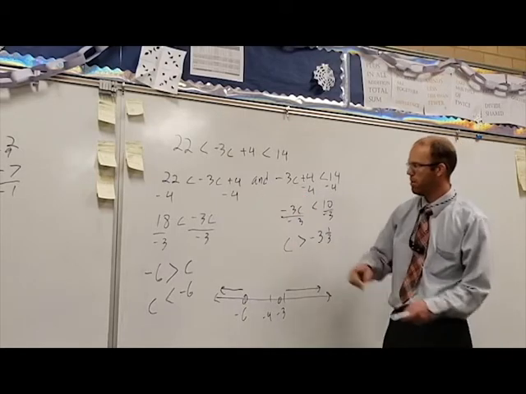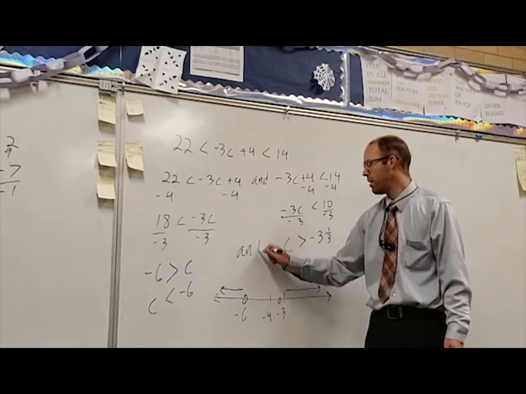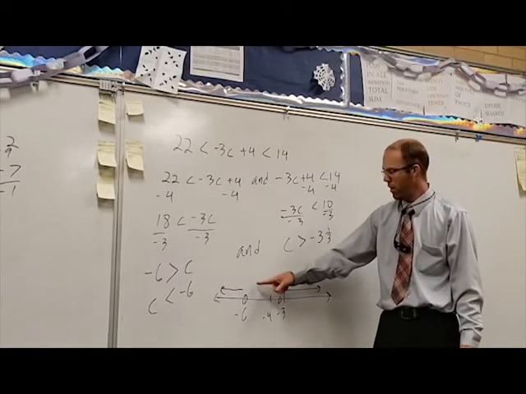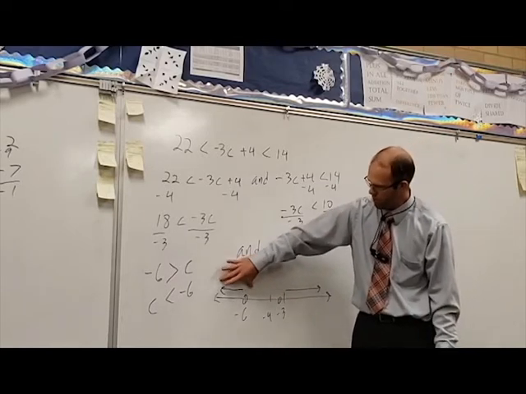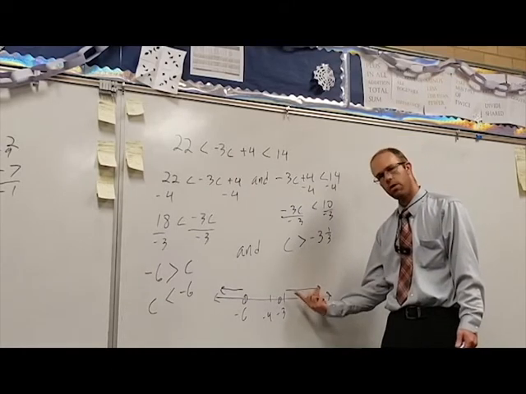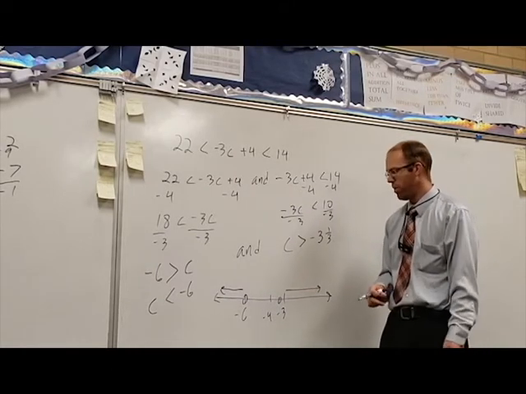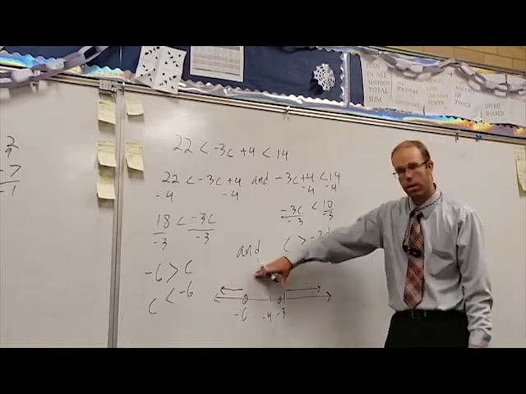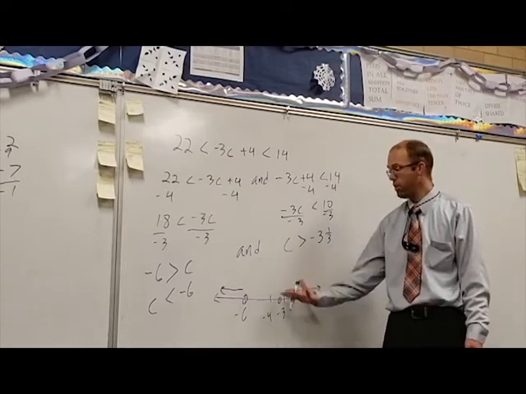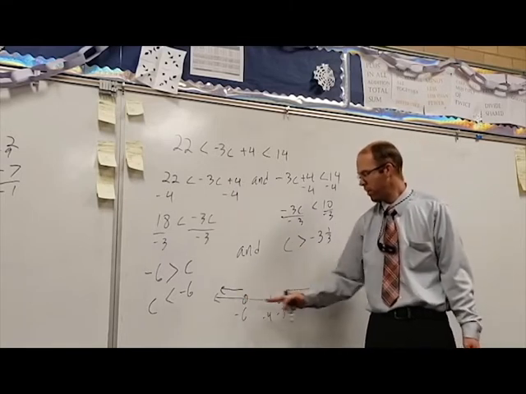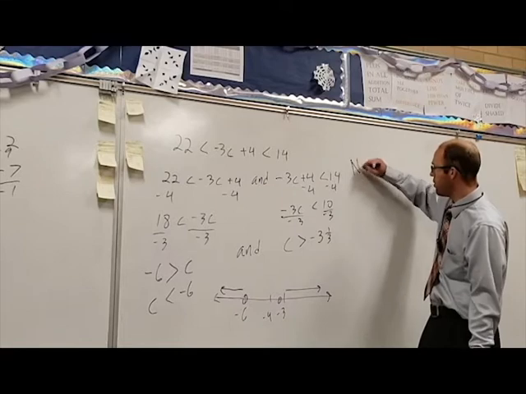The word that connects them is and, so we're going to see what numbers work for both of these. Well, there is no number that is less than negative 6 and at the same time greater than negative 3 1/3. We can see that on the graph because there's no place where they overlap. So on this one, there is no solution because there is no number that works for both of these. So no solution.